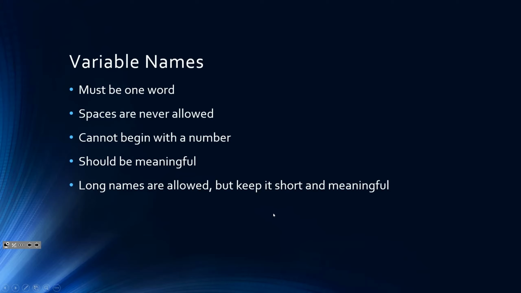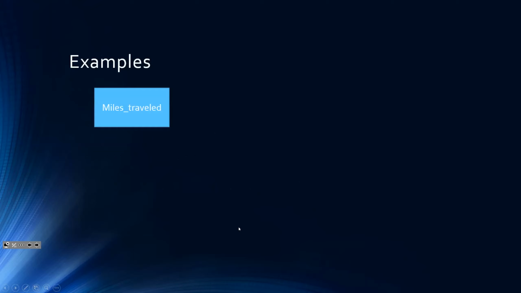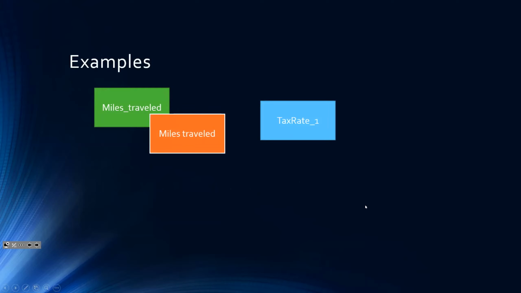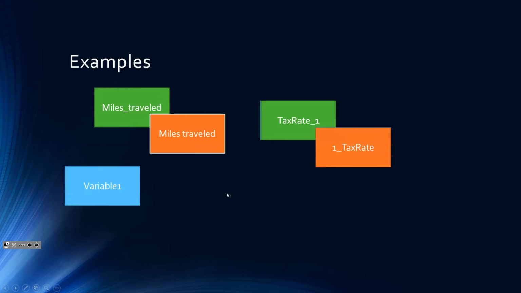Got it? Okay. So here's some examples. Miles underscore traveled. It's okay. What about this one? Is it okay? No. What's wrong with it? Space. It's bad. What about this? Yeah. Looks good. How about this one? No. Why not? Starts with a number. It's bad.